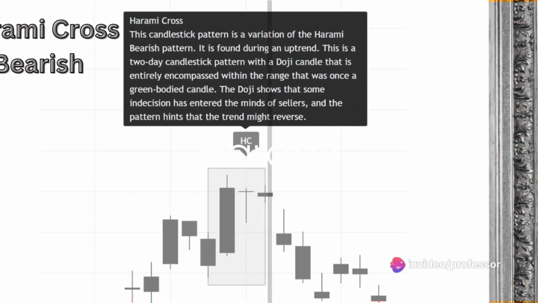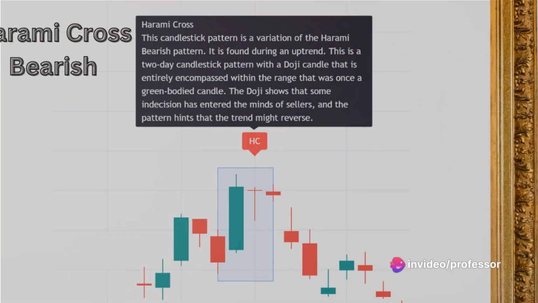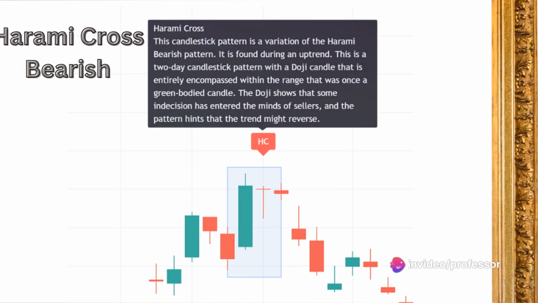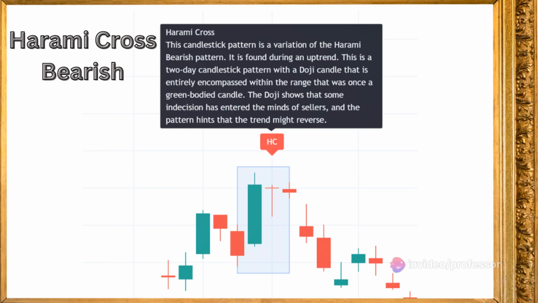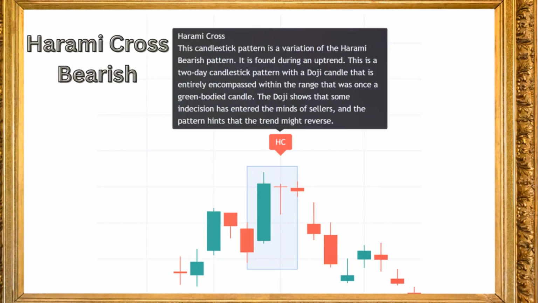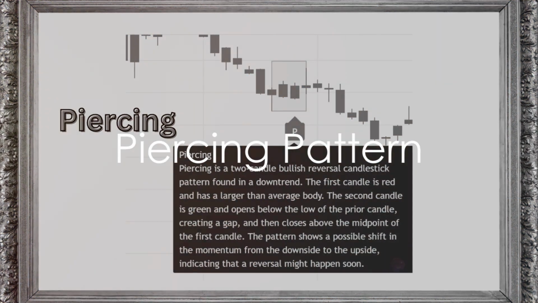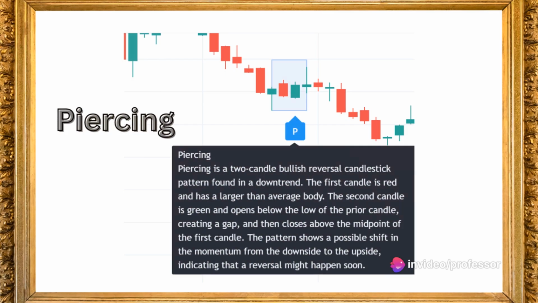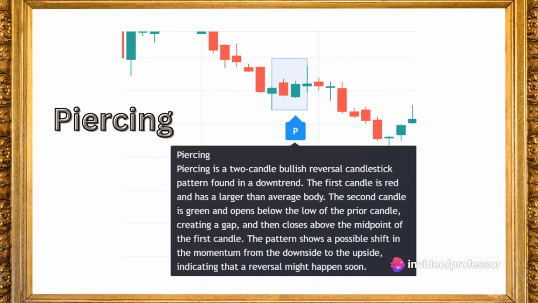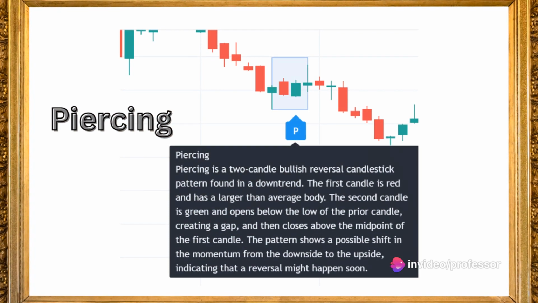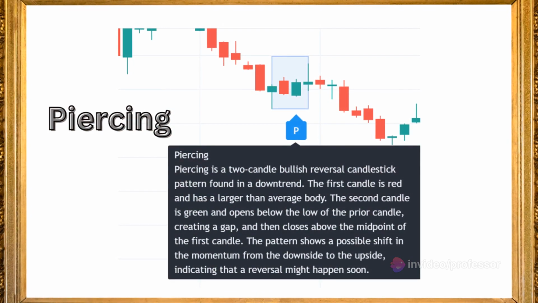6. Harami. The Harami pattern involves two candles where the second candle's body is contained within the first candle's body. It suggests potential trend reversal depending on its position in the trend. 7. Piercing pattern. The piercing pattern is a bullish reversal pattern that appears after a downtrend. It consists of two candles where the second candle closes above the midpoint of the first candle.